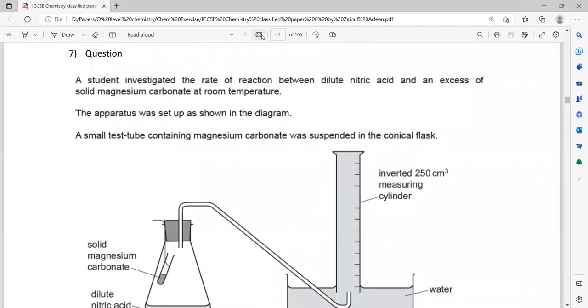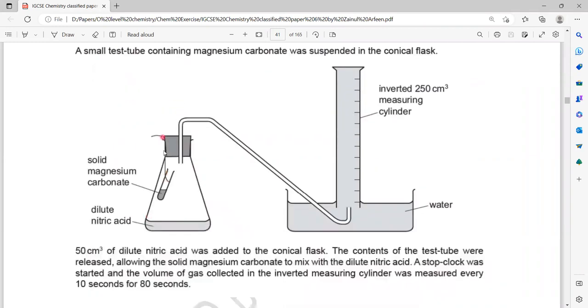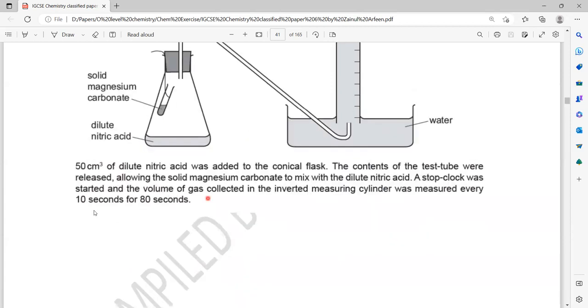In question 7, a student investigated the rate of a reaction between dilute hydrochloric acid and excess magnesium carbonate. Here we have magnesium carbonate attached to a string, and we have dilute nitric acid. The moment we remove this thread, the magnesium carbonate will mix with the nitric acid and carbon dioxide gas will be given off, and we collect the gas in this inverted 250 cm cube measuring cylinder.